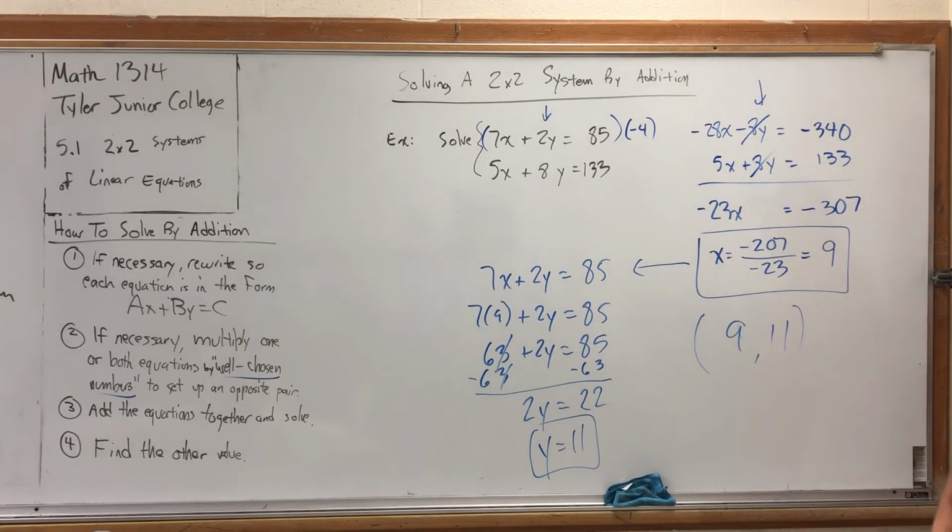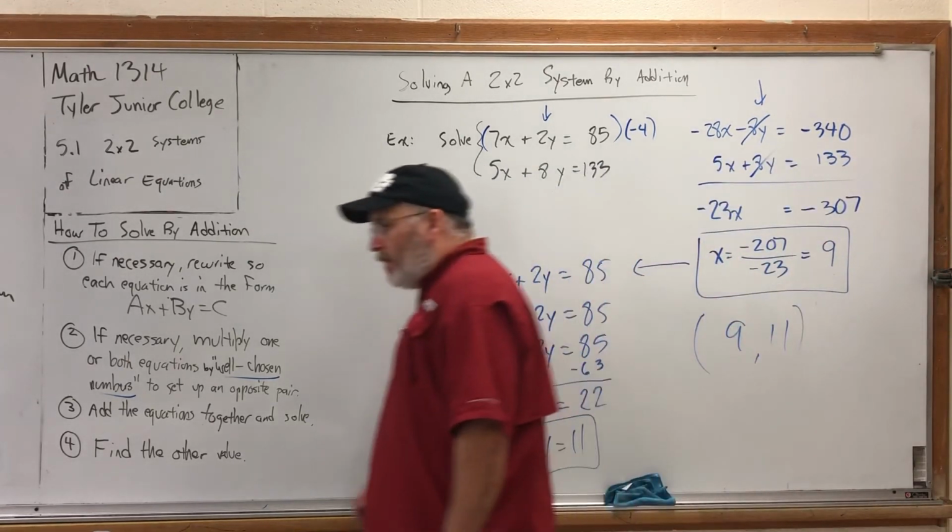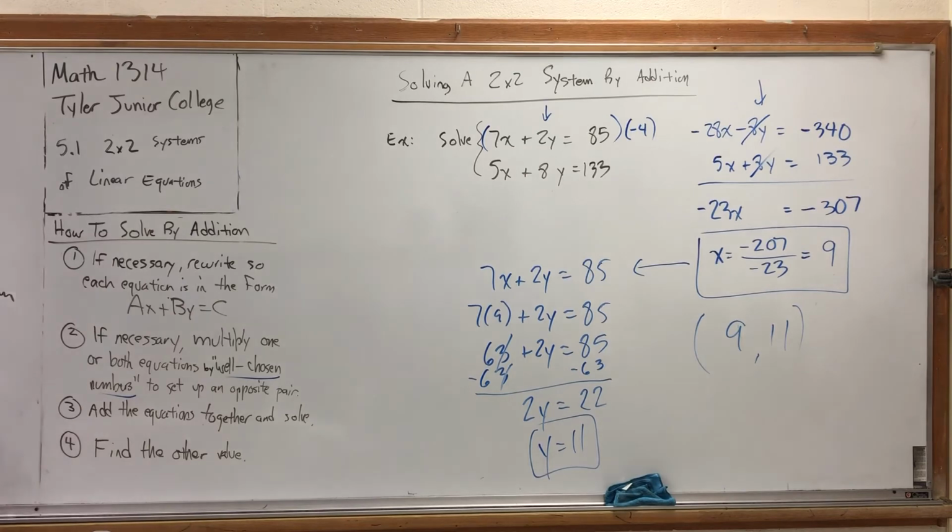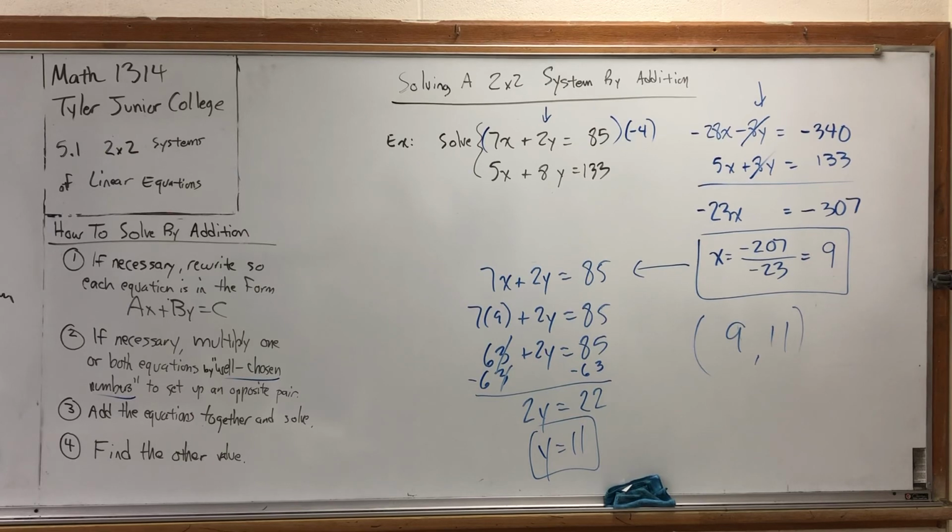Our solution is the ordered pair 9, 11. You could always check by substituting the values back into the original equations to verify that your ordered pair is indeed a solution to the system. But in this case, take my word for it, because when I built the system, that's the solution I had in mind.